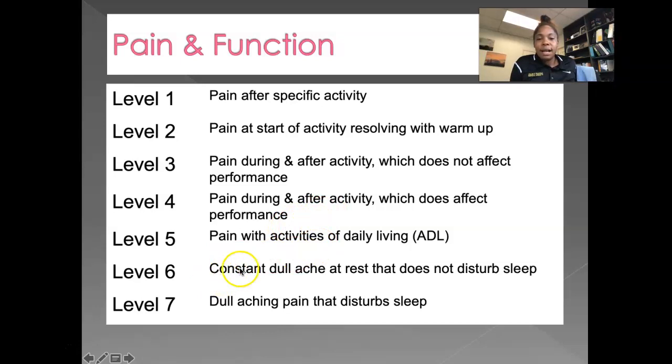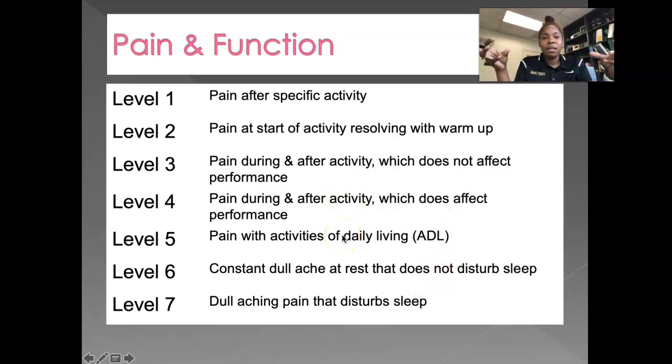So level 6 is that constant dulling at rest, but it does not disturb sleep. So we're not concerned about a stress fracture yet, right? Because if we have a stress fracture, we know that that pain is going to disturb sleep. It's going to wake them up at night, but they certainly probably are getting there. And then we have level 7, which is where they have pain constantly, and that pain is waking them up at night. And so this is when we're referring out, right? We're referring out for an x-ray or a bone scan to ensure that they don't have a stress fracture.